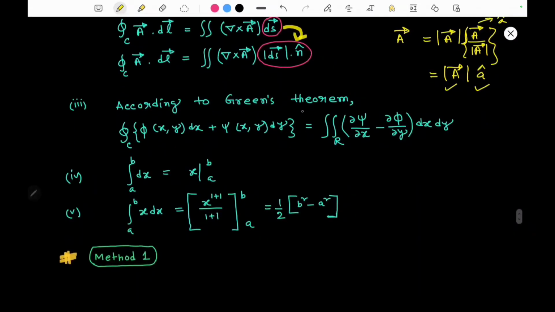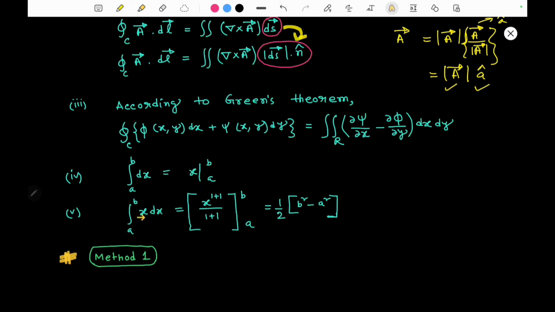Now according to Green's theorem, we need to remember this formula: the closed integration of phi(x,y) dx plus psi(x,y) dy equals the double integration of (del psi by del x minus del phi by del y) dx dy, and the integration from a to b of dx equals x, with upper limit b and lower limit a. Hope we know this. Also this formula, hope we know.